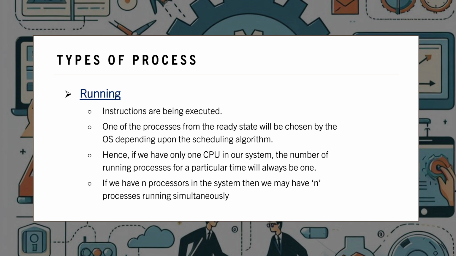Running. The processes whose instructions are being executed are called running. One of the processes from the ready state will be chosen by the OS depending upon the scheduling algorithm. Hence, if we have only one CPU in our system, the number of running processes for a particular system will always be 1. If we have n CPUs in the system, then we may have n processes running simultaneously.